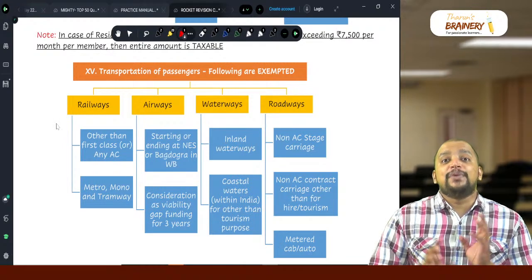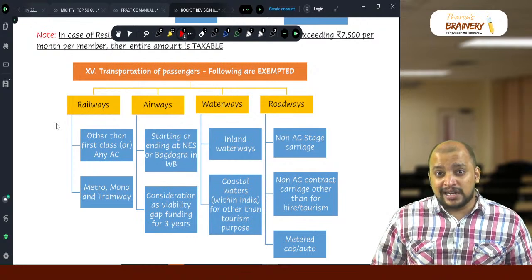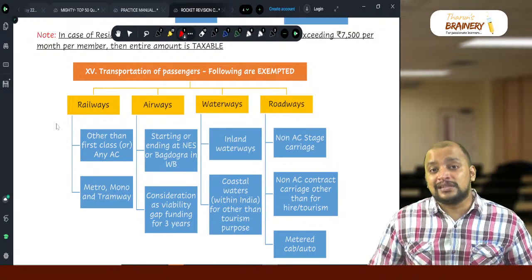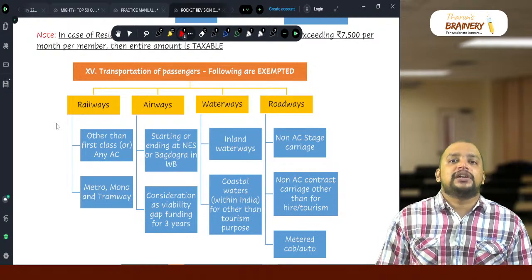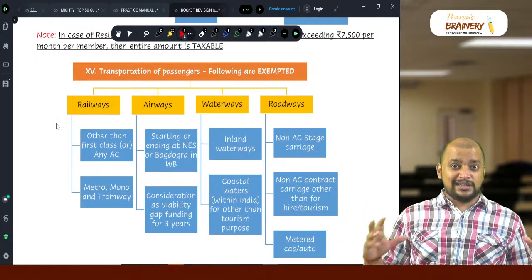Then also metro, mono and tramway exempted. Metro rail, monorail, and tramway, these three are exempted irrespective of the amount, that is irrespective of whether it is AC or non-AC or first class or second class, whatever it is, exempted.